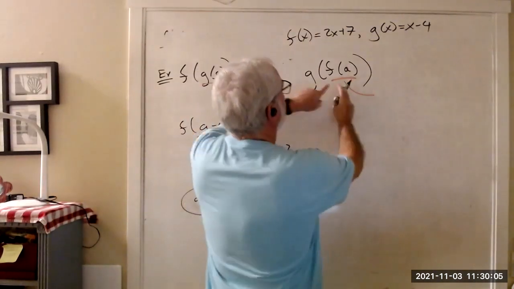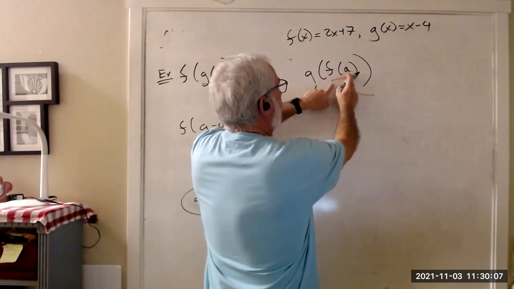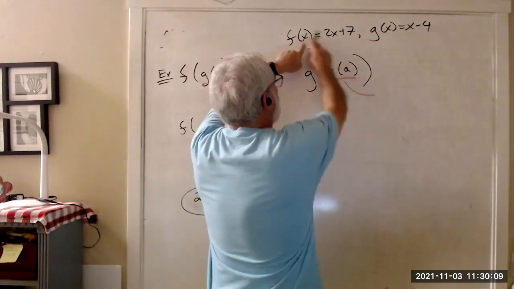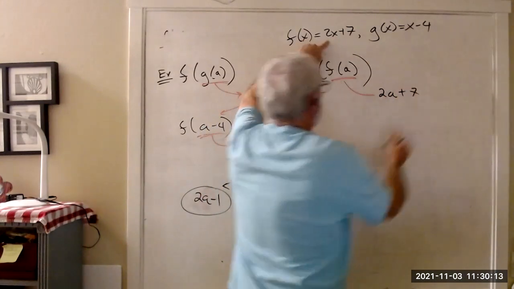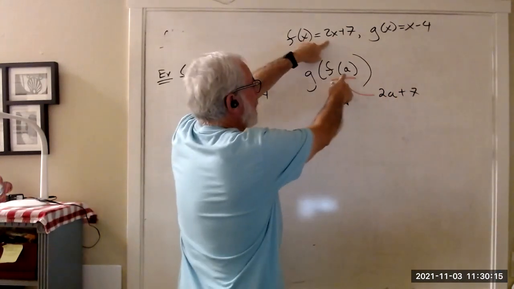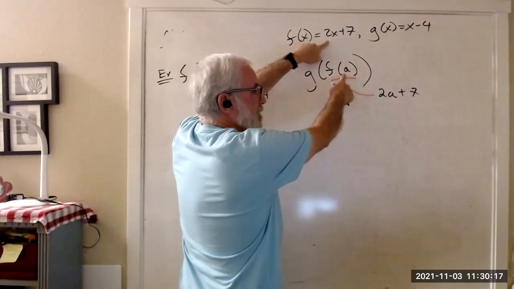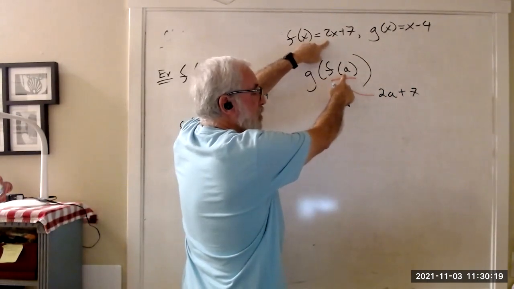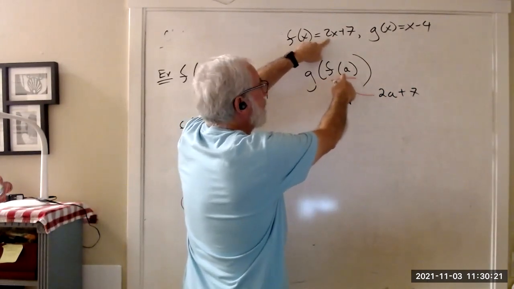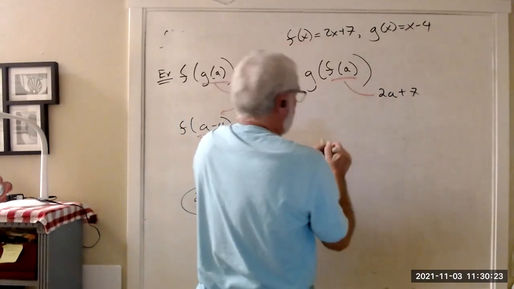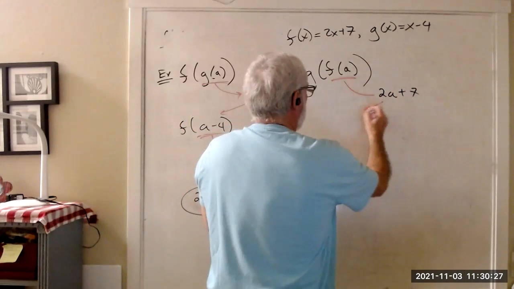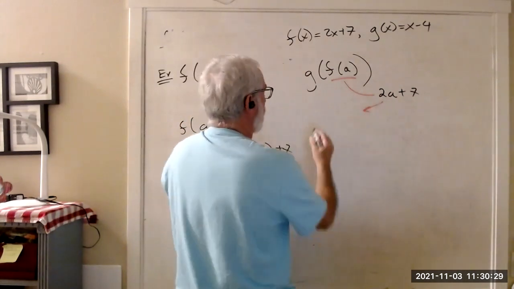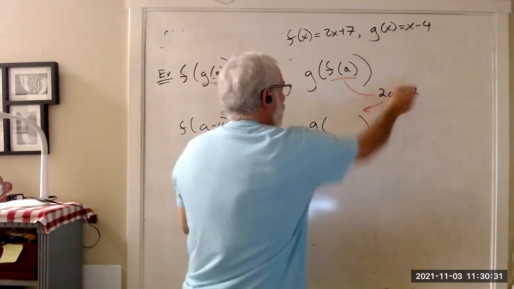Okay, so this says start on the inside. Take A, plug it into F. Well, the only thing I can do is say this is 2A plus 7. Because remember, I'm plugging A in place of X. That's what it means when we say plug into the function: A in place of X. Okay, there's nothing more I can do there. So now this problem is G of that mess.